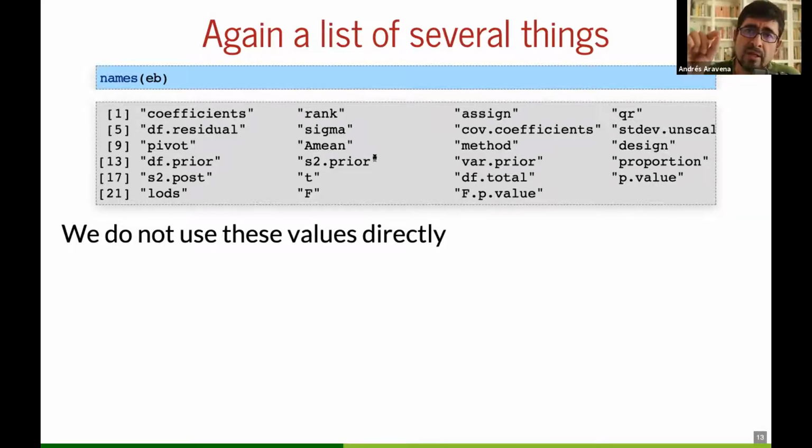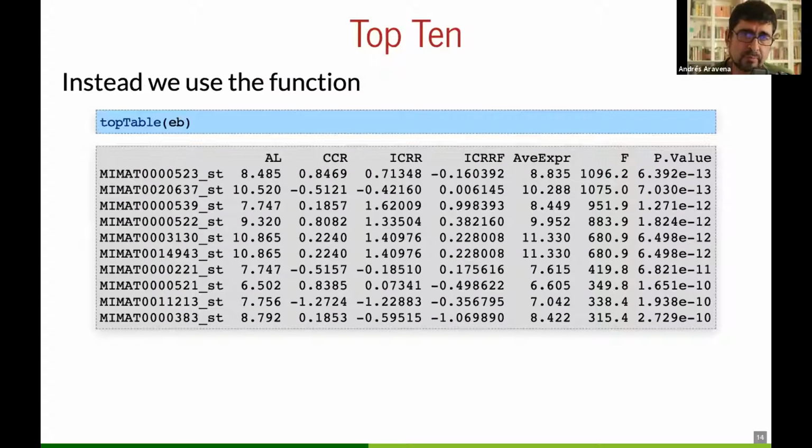The same way that in linear models, when we calculate the linear model, we don't get the statistics. When we do summary of the linear model, we get the statistics, okay? Again, we don't look at them directly. What we do, we use a function called topTable. TopTable takes the output of empirical Bayes and gives you the top 10 genes, okay?